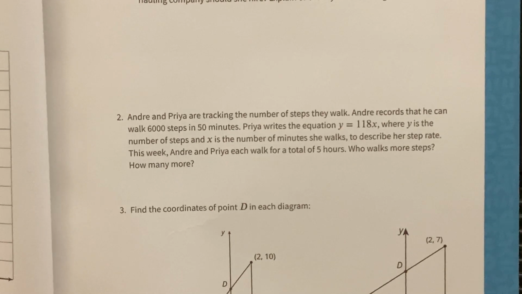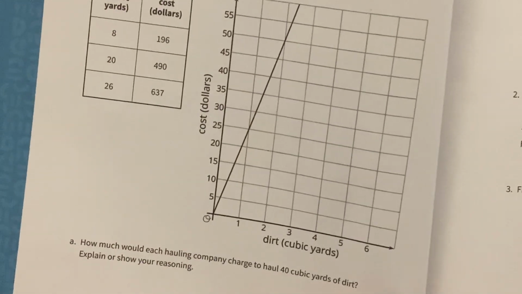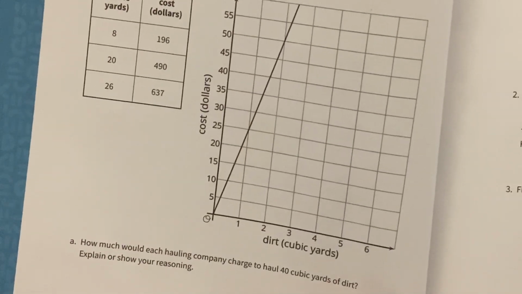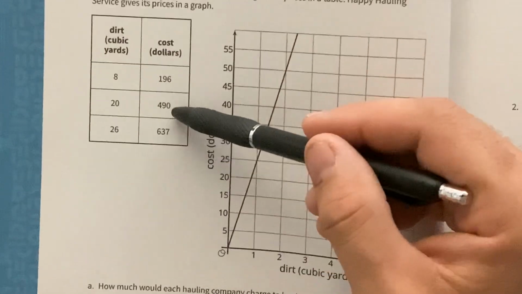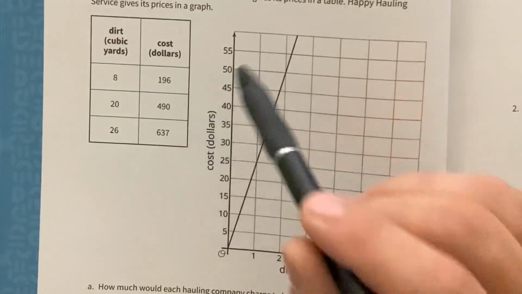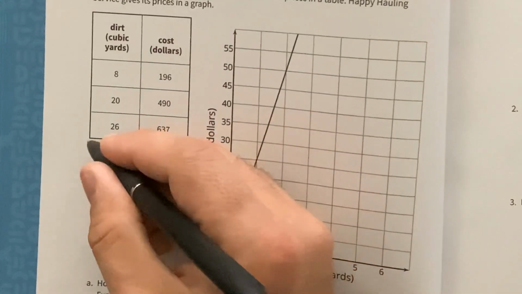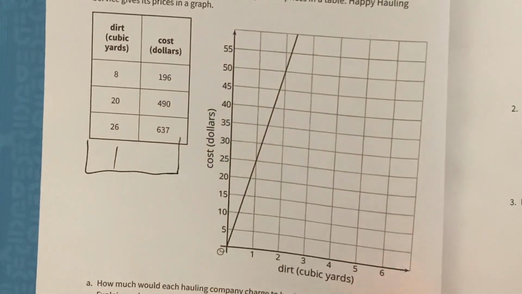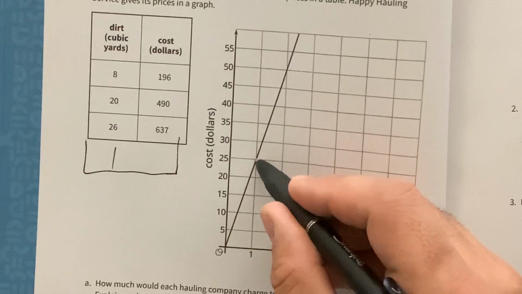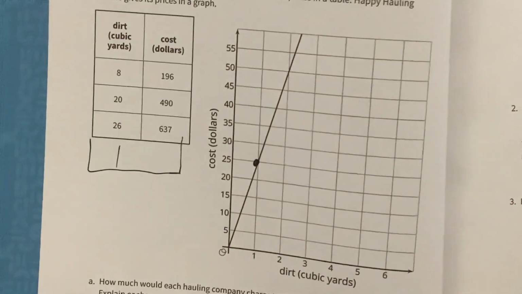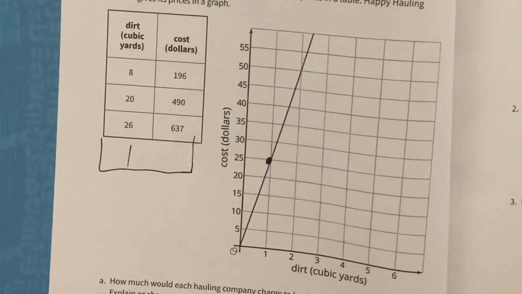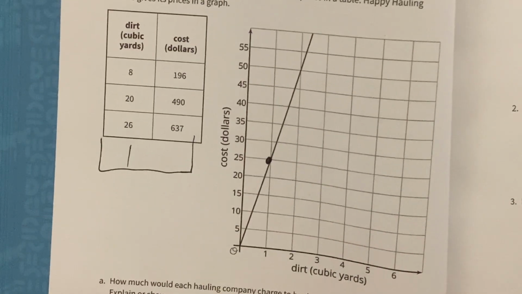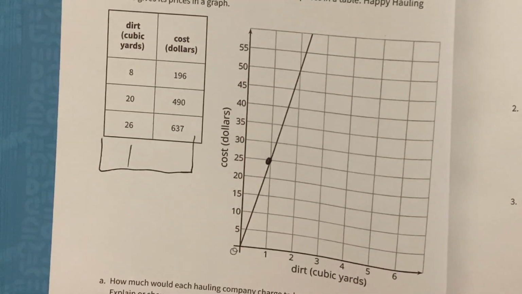Page 42. First example, you are comparing 2 different types of contractors to get some dirt. First one is in a table. Again, find out how much they are charging you for 1 cubic yard of dirt, right? How much are they charging me for 1? This one as well. How much are they charging you for 1? Get the slope, use the chart, whatever will help you out there. You're comparing the 2 and then answering the questions accordingly.